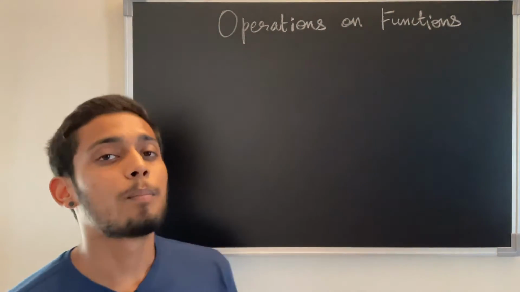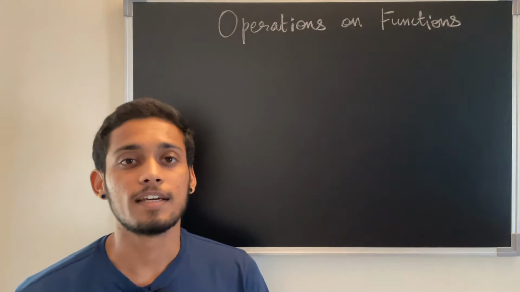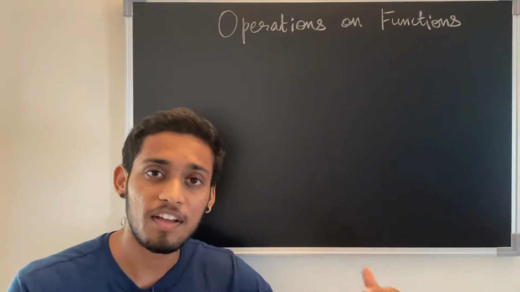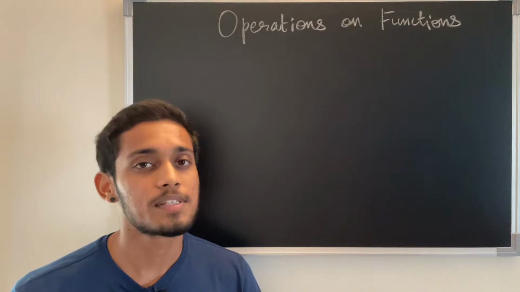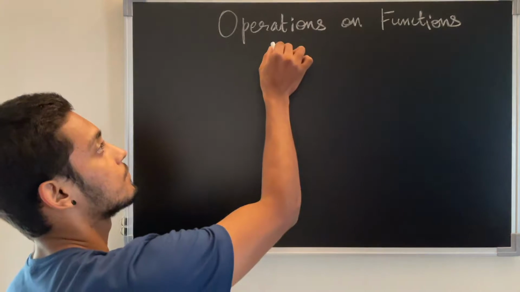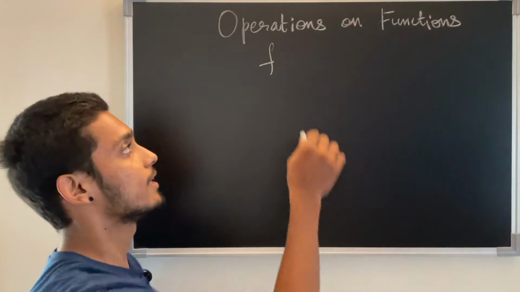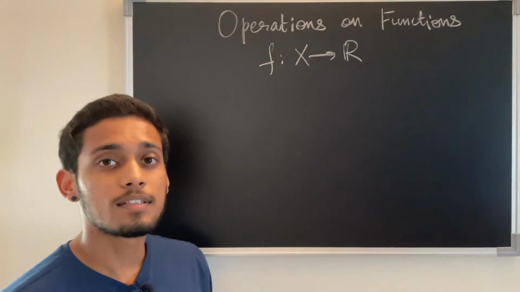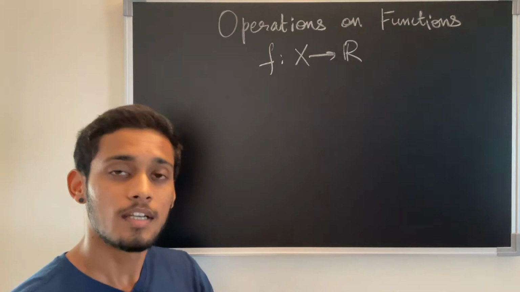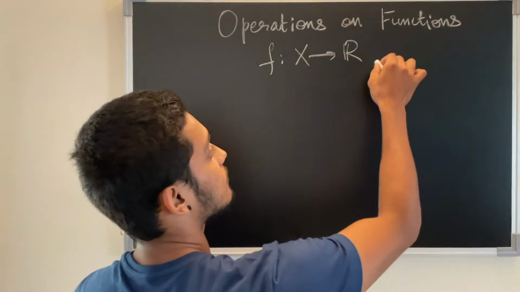So when I say operations and I say real functions, we need to make one thing very clear. I said that a function is real valued when the domain and codomain are both subsets of real numbers. So let us say that a function f is a real valued function. Then it means that it is taking the elements from a subset of real numbers into real numbers. So x here is a subset of real numbers.